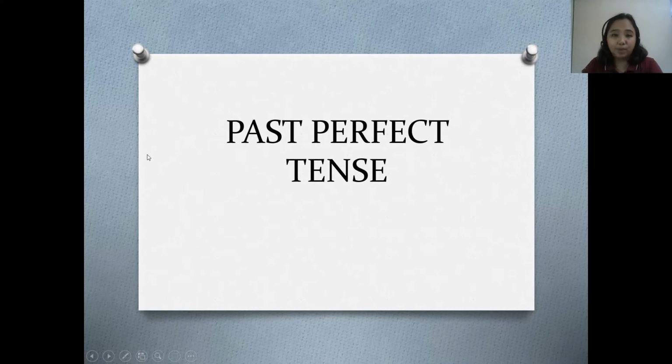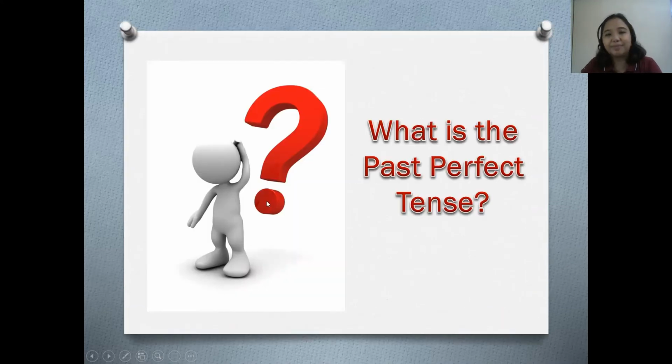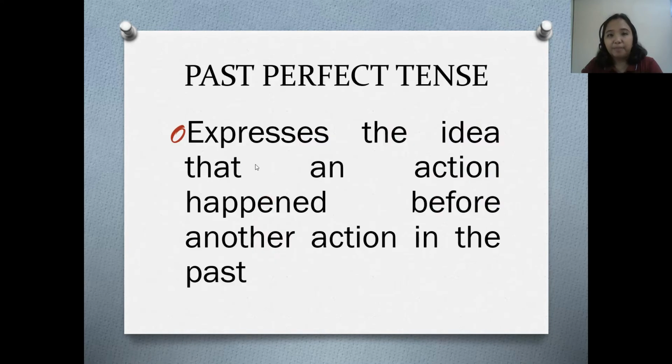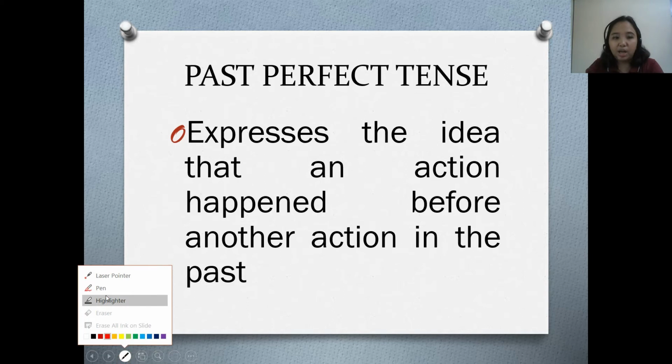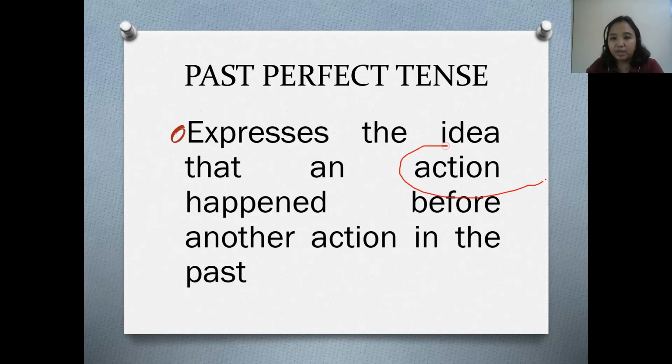Now let us focus on the past perfect tense. What is the past perfect tense? The past perfect tense expresses the idea that an action happened before another action in the past. Notice that there are two actions that we are talking about. The first action occurred before the other action, but both of them are in the past.